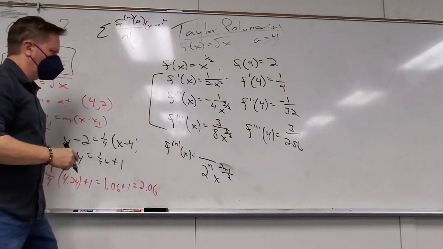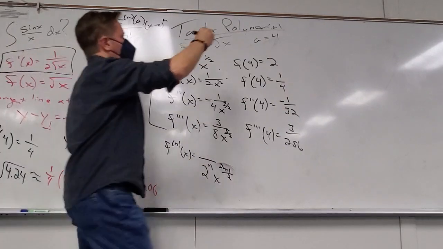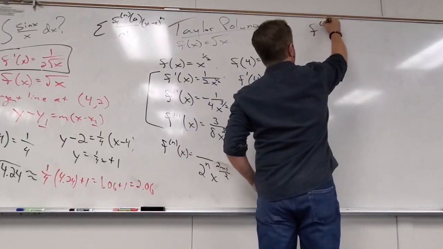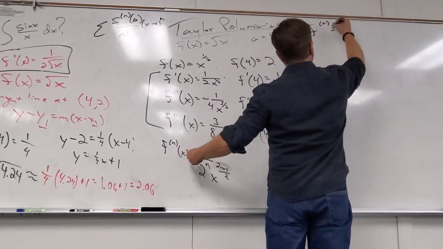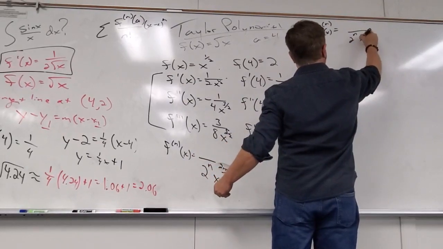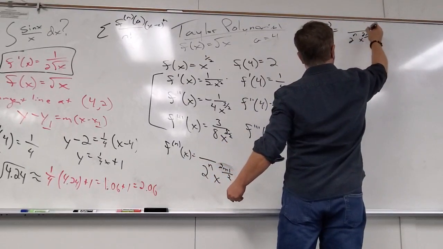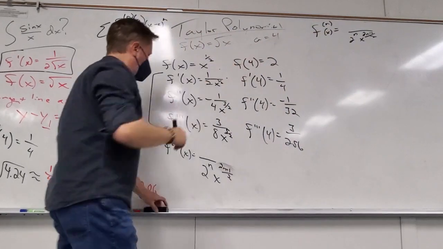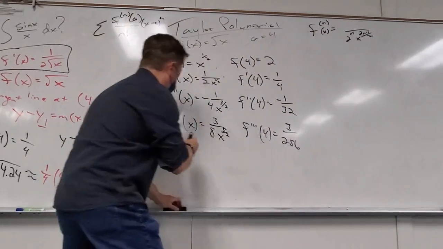I knew I should have done one more. Let me put this up here. It looks like the nth derivative looks to be, what do we have so far? 2 to the n, x to the 2n minus 1 over 2. And now we just got to figure out what the top is. So let's do one more derivative. This should be really exciting.